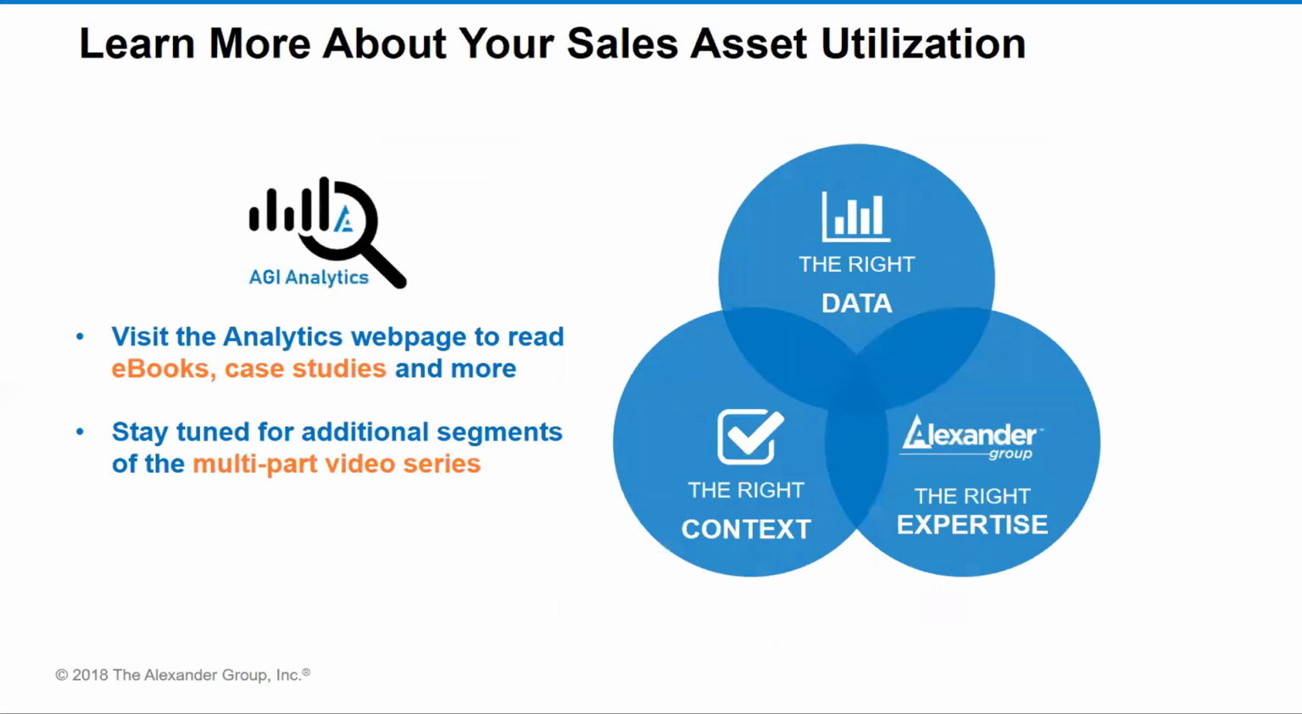Today, we talked about execution, what it means, why it matters, and how you can look at it in your organization. This is only one piece of the sales asset utilization puzzle. To make sure you're utilizing your sales assets most effectively, you need to look at the right data, get the right context, and the right expertise.